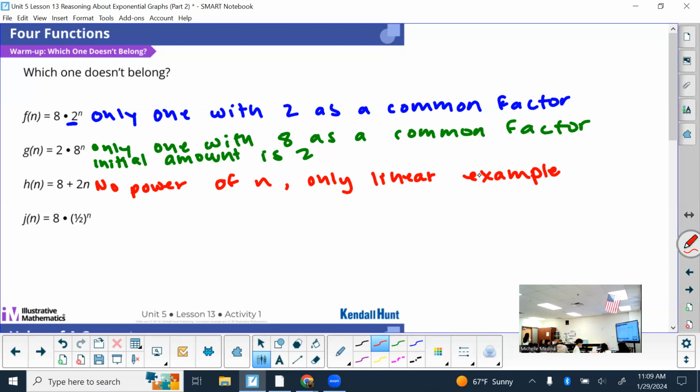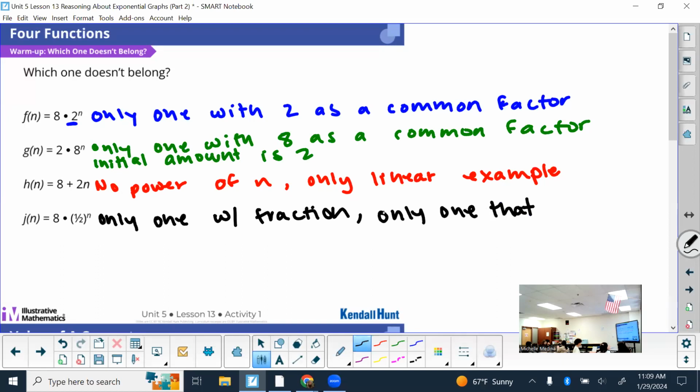So then table 2, give me a reason that j of n doesn't belong. Only one with a fraction. On Friday, we learned what that means when the b is what, it's what type of function. How should I expect this graph of j of n to look? Will it be increasing? Will it be decreasing? And it's going to be also the only one that decreases, so that could be another reason that it doesn't belong. Only one that decreases.